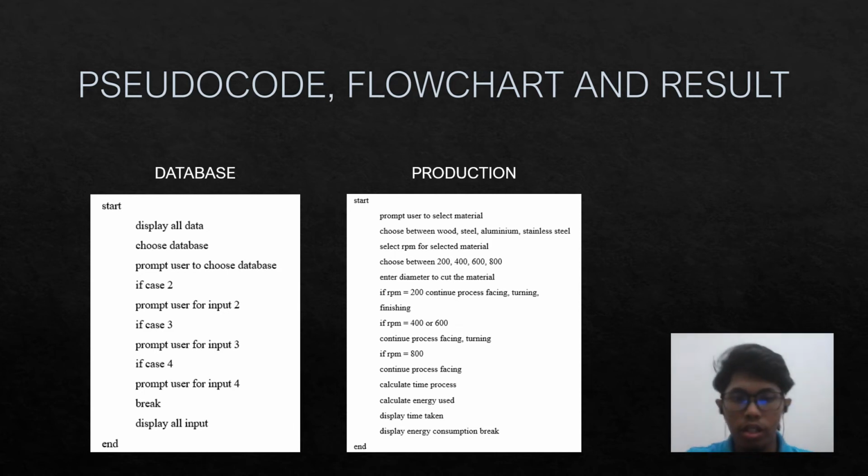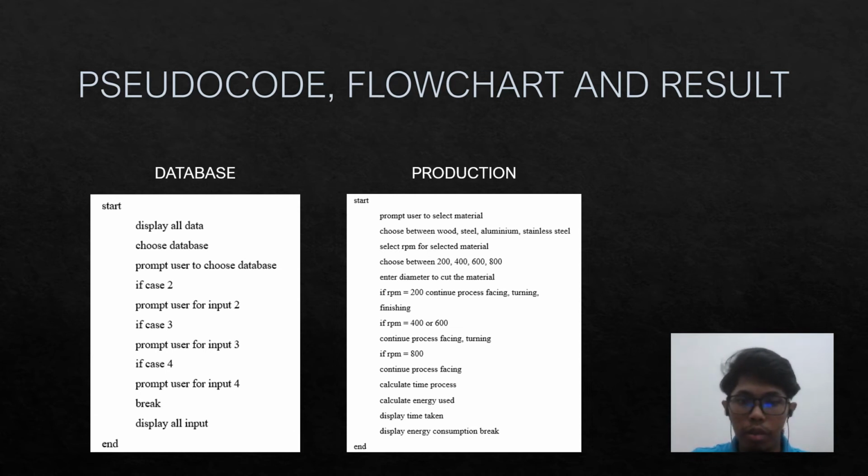For the production, we will start. After that, the user selects the material. After selecting the material, you need to choose between wood, steel, aluminium, or stainless steel. And then choose the RPM, which is 200, 400, 600, or 800. After that, input the diameter for the cutting material.